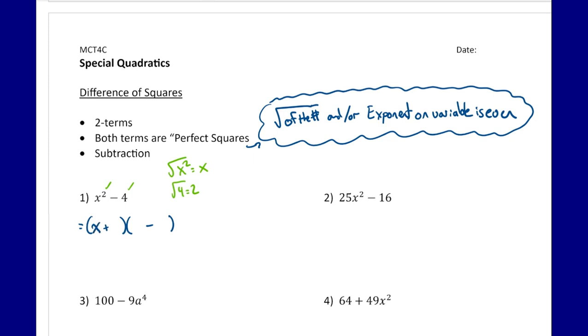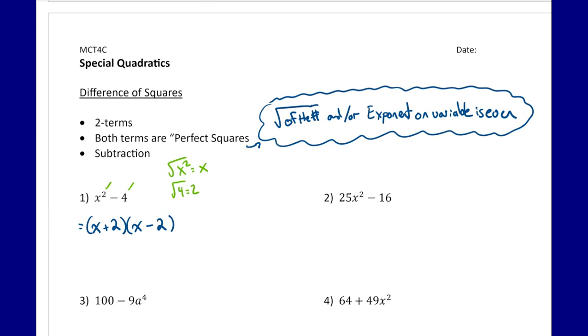So we have x in the first term, and then the second term is going to be the square root of the second term in your expanded form, or in this case, the square root of 4, which is 2. So we have x plus 2 times x minus 2. That's your factored form.